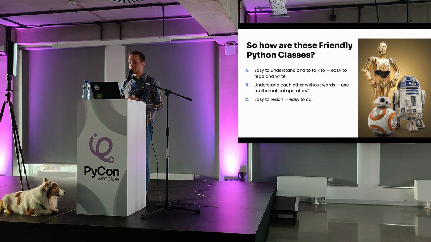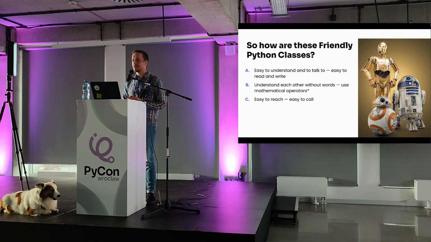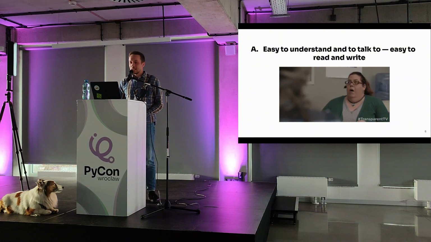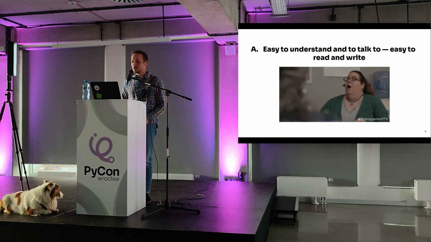I have added an asterisk on the second property because we don't always need to understand each other without words. Therefore, we don't always need to support mathematical operators. However, if we get a benefit from them, that's a very nice benefit. Having said that, we don't need every property of a friendly class for it to be considered friendly. Having one property makes a class already friendly. Let's first forge a class that is easy to read and write.